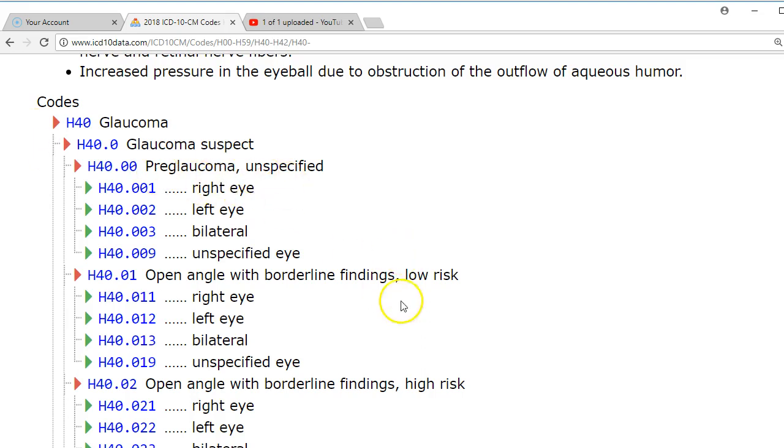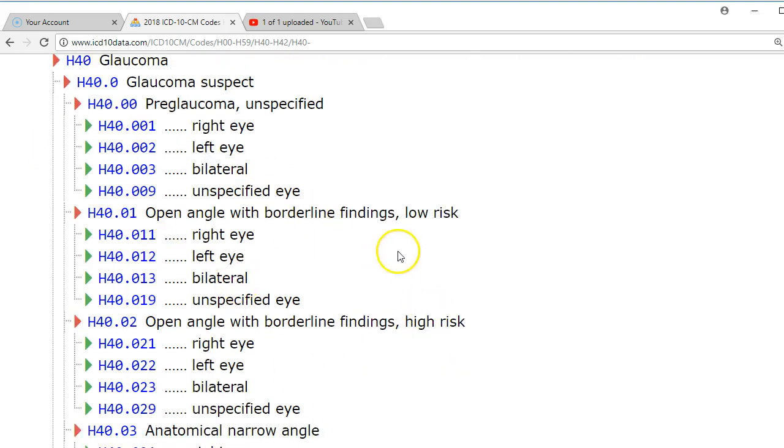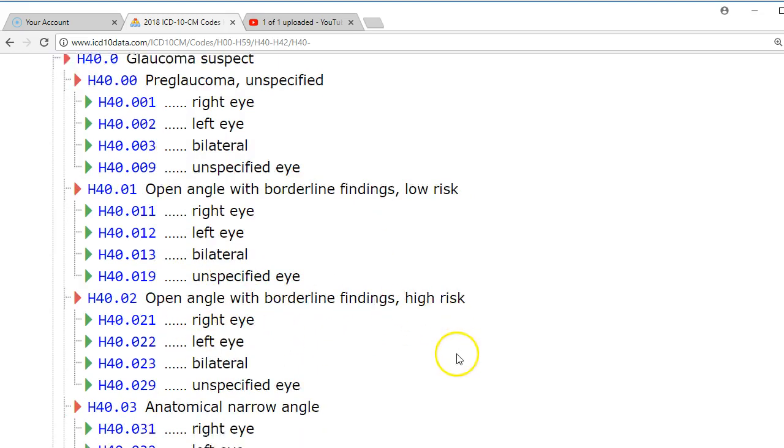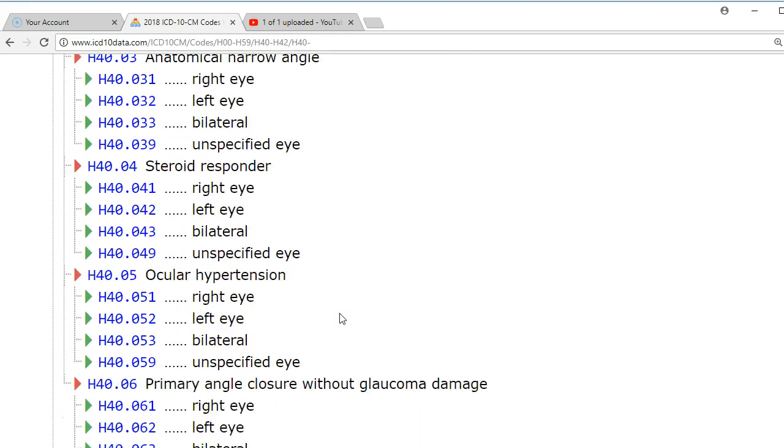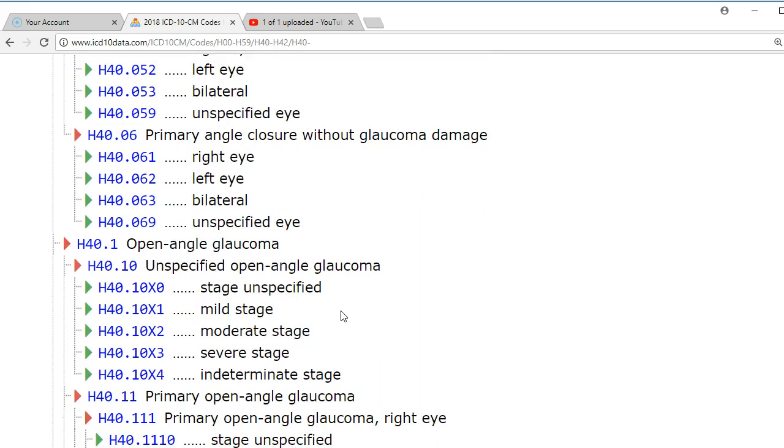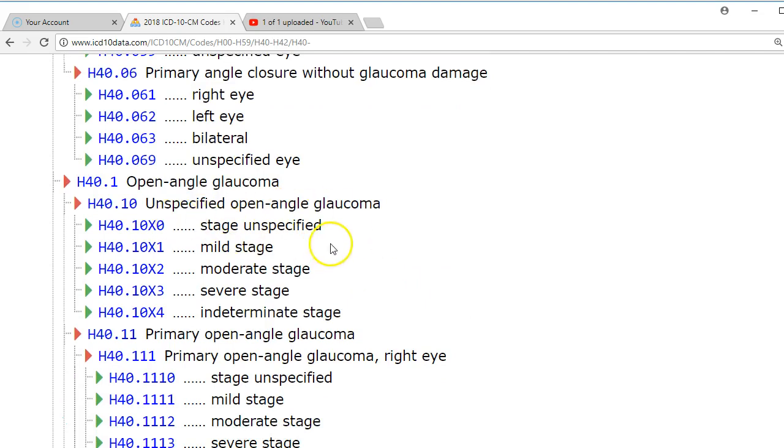So again, we have pre-glaucoma. Again, we have open-angle glaucoma, low risk. Open-angle glaucoma with borderline findings, high risk. And as we go through, you can see all the different types that we're going to get. Now, again, you'll see here, now we're at H4010. Remember, these don't have it. These are the different stages.